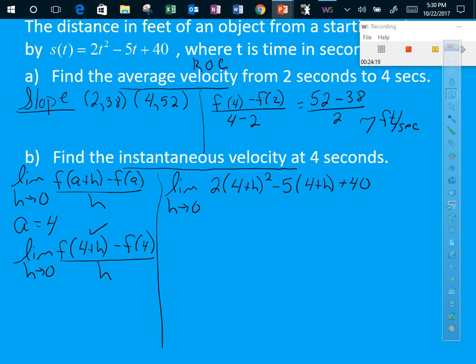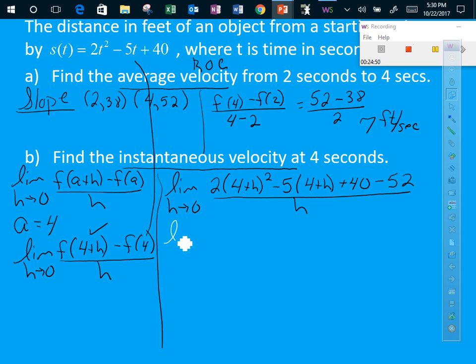Now, when you run 4 through the equation, just grab your calculator and run it through. Don't try to write all of those, because I found over my 100 years of teaching, students mess up a sign and then it doesn't cancel out. If I plug 4 into this equation up here, you're going to get 52. So I've got minus 52. And all of this is going to be over h.